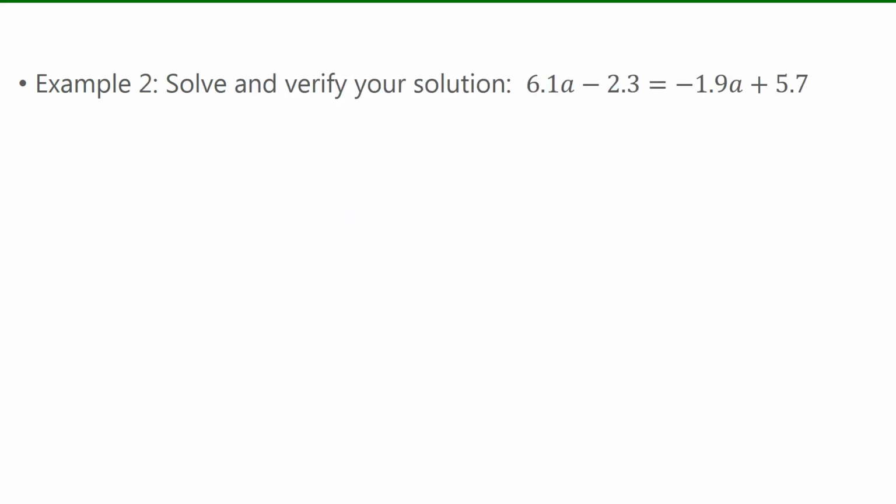Now in example 2, we have to solve and then verify our solution. Here we have variables on both sides of the equation. You can gather your variables on the left, or you can gather them together on the right. It doesn't matter. I'm going to gather them on the left. So I'm going to first get rid of this minus 2.3. In order to get rid of a minus 2.3, I'm going to have to add 2.3 to both sides.